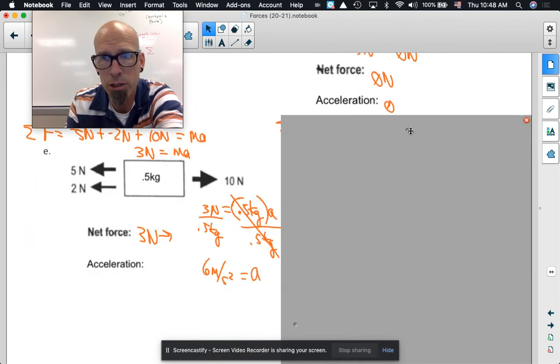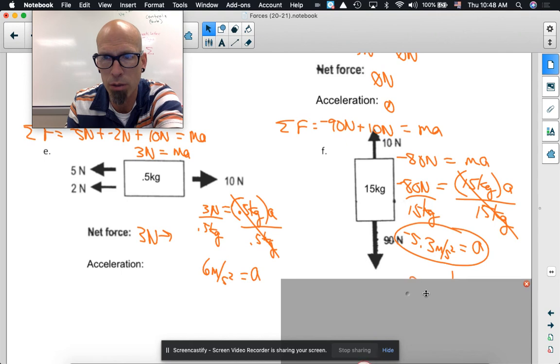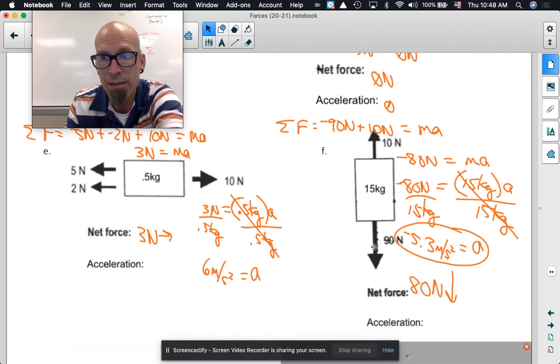And then lastly, we have this one. What's going on here? Oh boy, I got the whole mess in here. I got the whole problem. You can see the whole thing all at once. We have 90 newtons down. We have 10 newtons up. That is negative 90, positive 10. Negative 90, positive 10 equals MA. Clearly it's unbalanced, right? So it's got to be equal to MA, not 0. I add those together, I get negative 80 newtons. So that means my net force is 80 newtons down because it's negative.